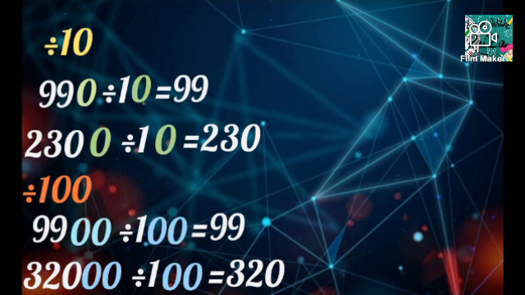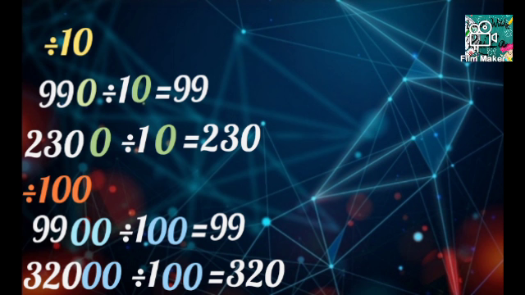Now let's see what happens when you divide a number by 10 or 100. Remember children, division is the inverse of multiplication. So look at the first example, dividing by 10. 990 divided by 10. Okay, 10 has only 1 zero. So 990 is also having a 0. So that 0 to 0 you can cancel and the answer is 99. Likewise, 2300, which is a 4-digit number, dividing by 10. The last 0 can be cancelled with the 0 of the 10.